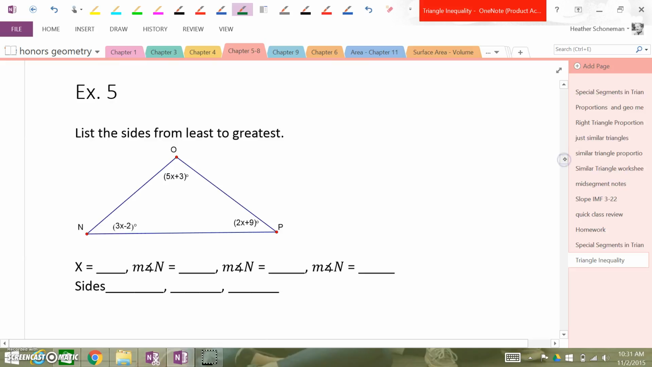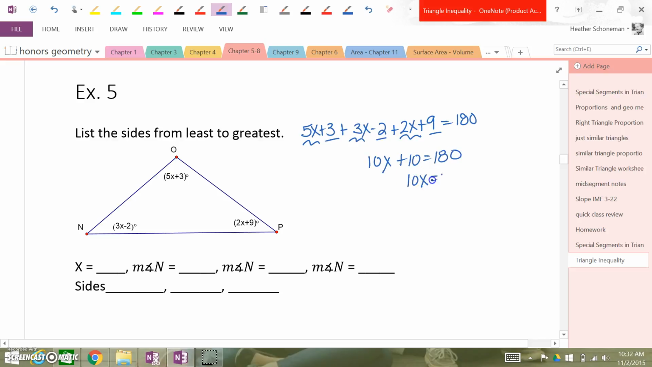Okay. So in this one, they give us a picture. We need to list the sides from least to greatest. Well, to list the sides from least to greatest, we need to know the angle measures. To know the angle measures, we need to know the value of x. And in this problem, they've given us all these angles, and the angles of a triangle always add to 180. So to find x, we can say 5x plus 3 plus 3x minus 2 plus 2x plus 9 equals 180. So we'll combine like terms. 5 and 3 is 8, that's going to give you 10x. 1 plus 9 is 10, equals 180. So 10x equals 170. So x is 17.